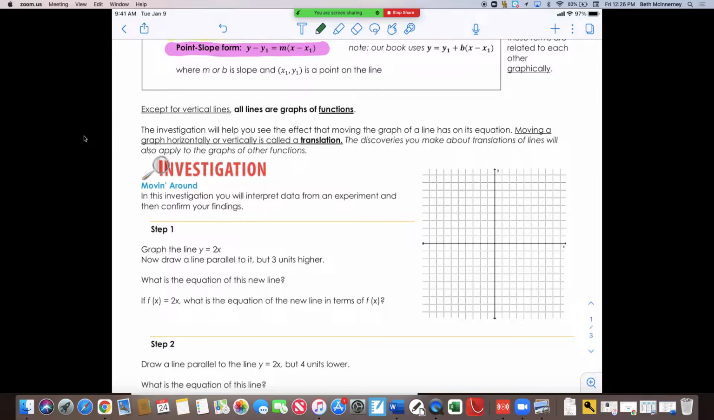Graph the line y equals 2x. Well, the slope is 2. And what's the y-intercept? 0. So you're going to plot 0, and then you go up 2, right 1, up 2, right 1, up 2, right 1, and so on. A little bit off there.